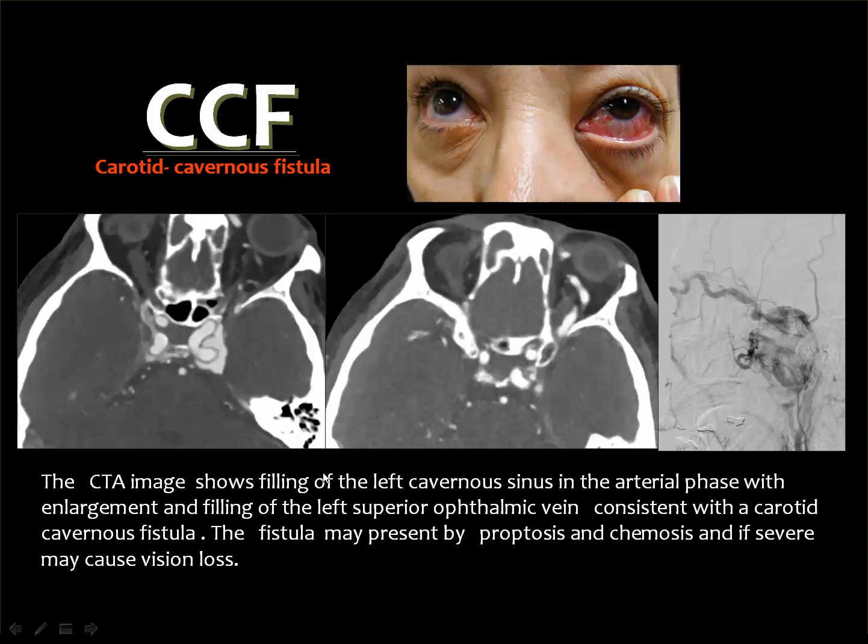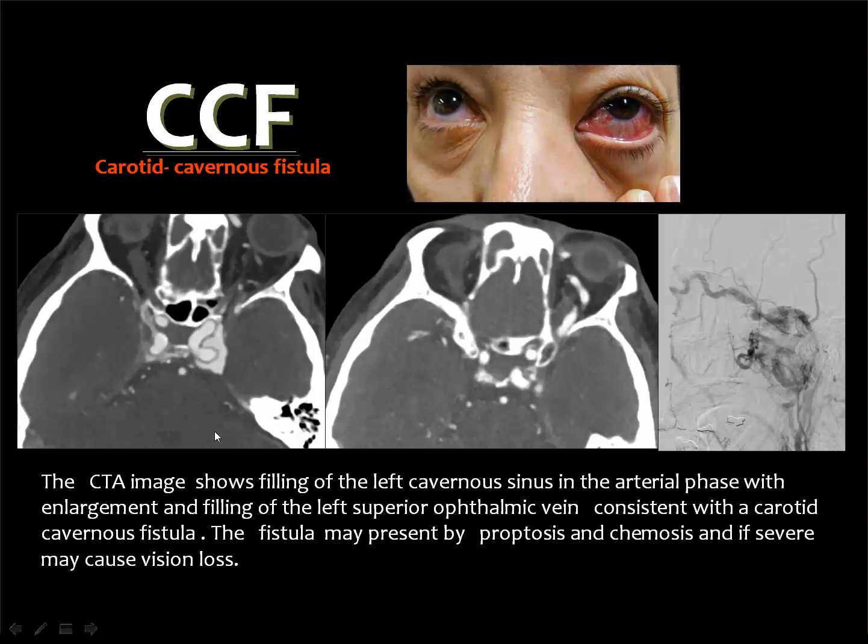The internal carotid artery coming from the neck passes through the carotid canal in the skull base, then gets inside the cavernous sinus. After that, it emerges from the cavernous sinus and divides into the middle cerebral and the anterior cerebral. During the course of the artery inside the cavernous sinus, there may be an insult that results in direct communication between the internal carotid artery and the cavernous sinus.